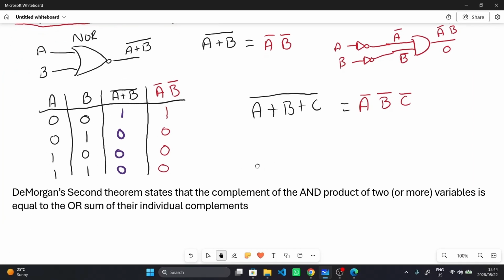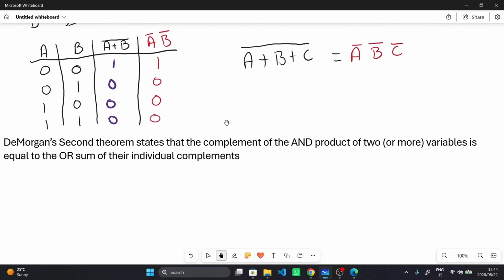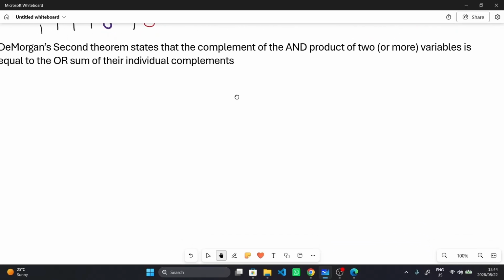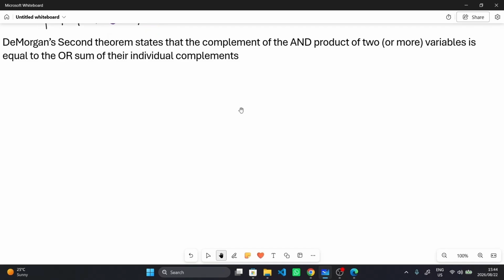Now let's go to the second one. Now the second DeMorgan's theorem says similar things as the first one. So it says DeMorgan's second theorem states that the complement of the and product of two or more variables is equal to the or sum of their individual complements.